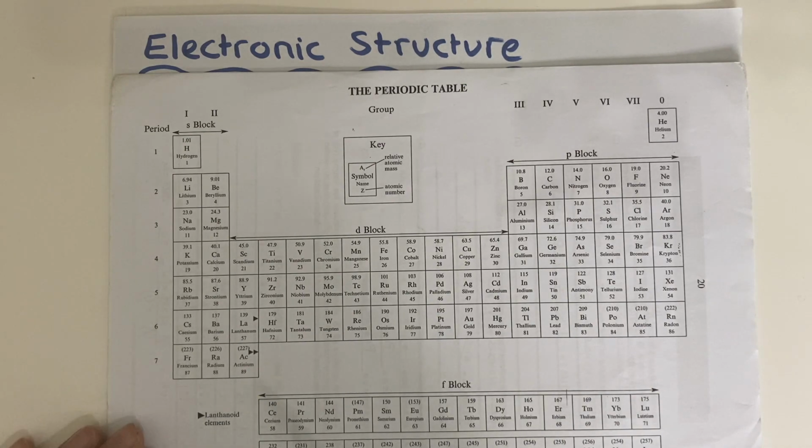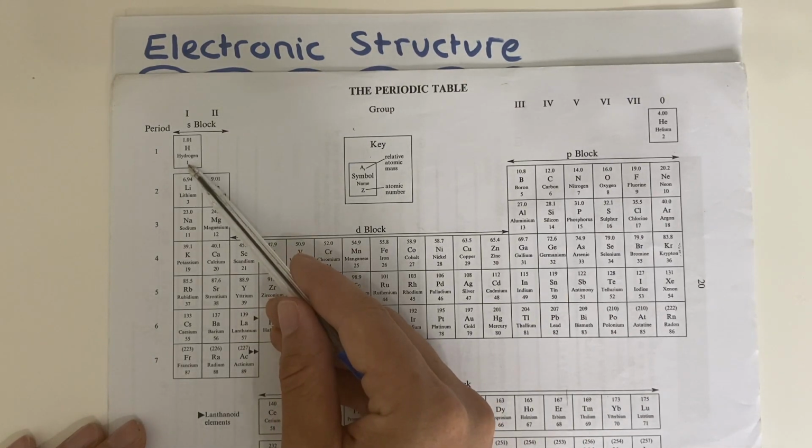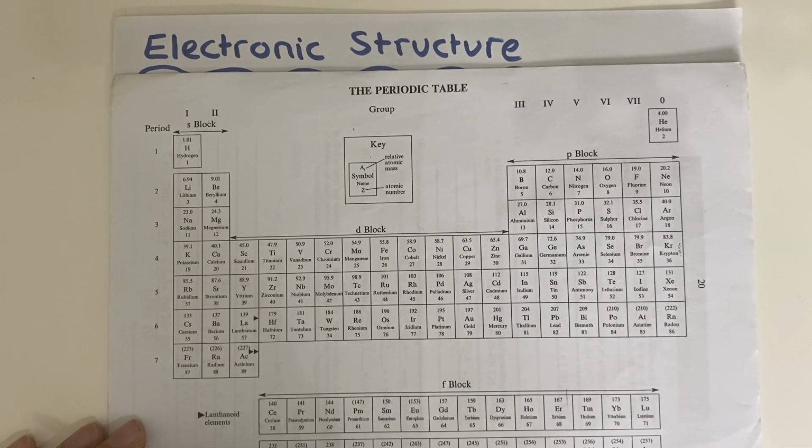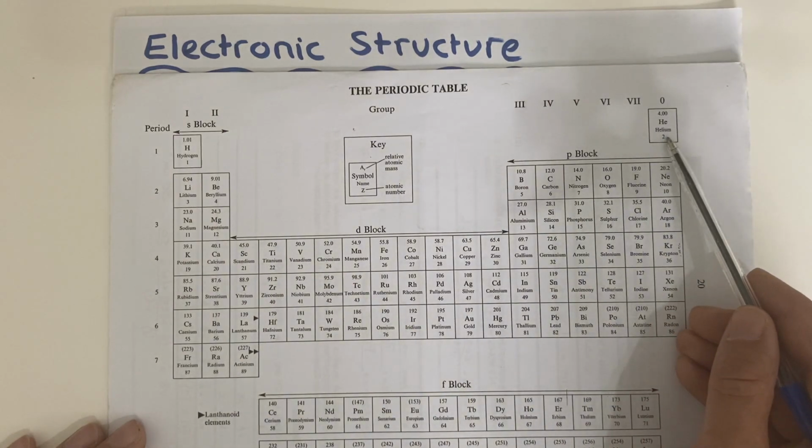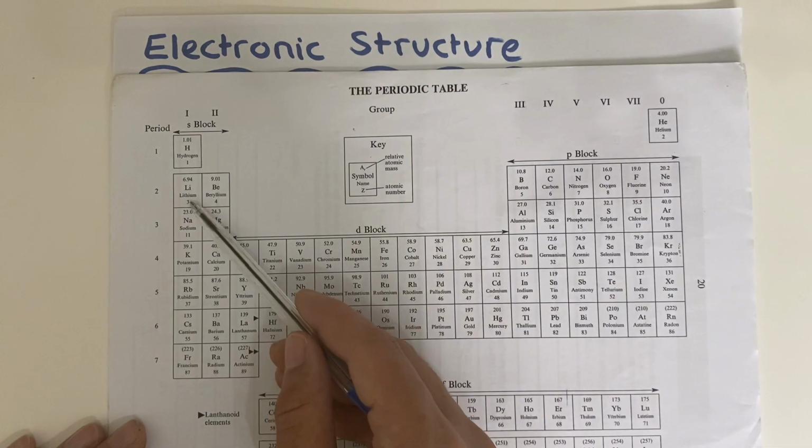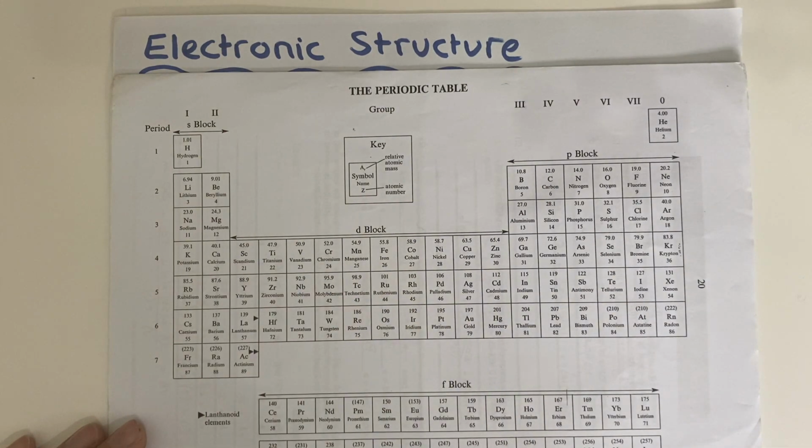But in a neutral atom, the number of protons will be equal to the number of electrons. So if we look at hydrogen, the smaller number is 1, so it has 1 proton or 1 electron. Helium is 2 protons, 2 electrons. Lithium 3 protons and 3 electrons.